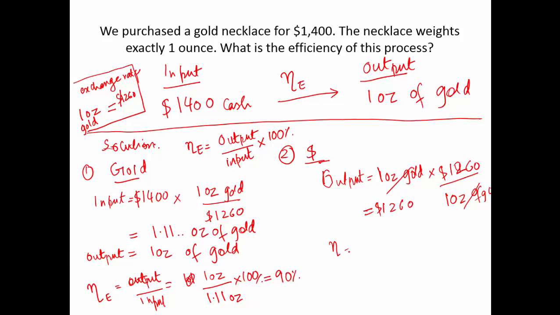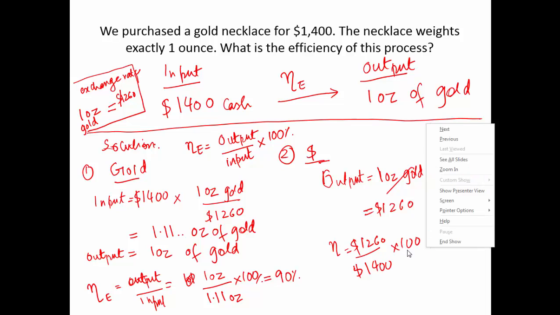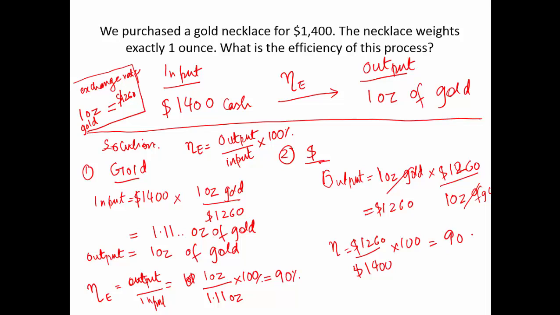Our efficiency again is output over input. Our output is $1,260. Our input is $1,400. And if you compute those numbers, this turns out to be 90%. So again, both methods are equally valid. We just have to make sure we convert input and output into the same form. They could either be both in the form of gold, or they could be both in the form of dollars.